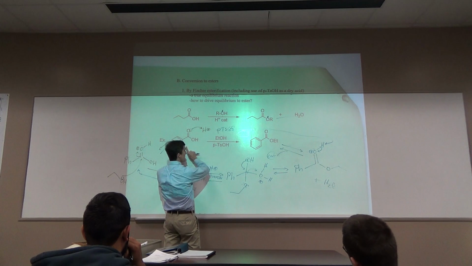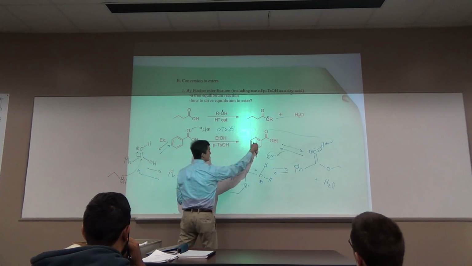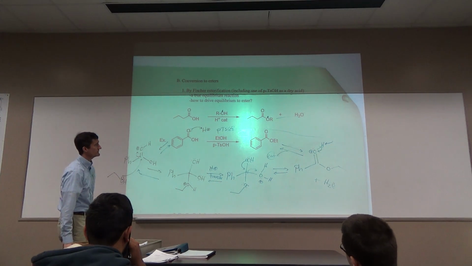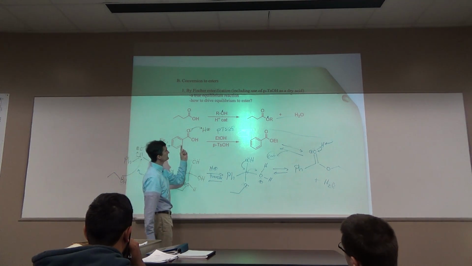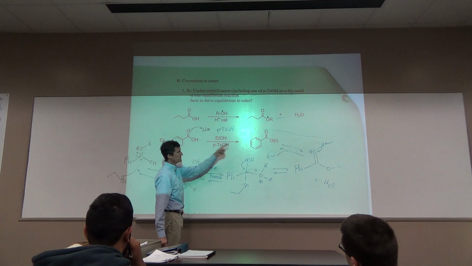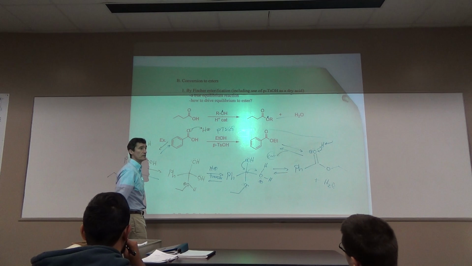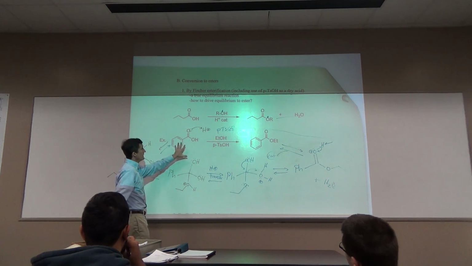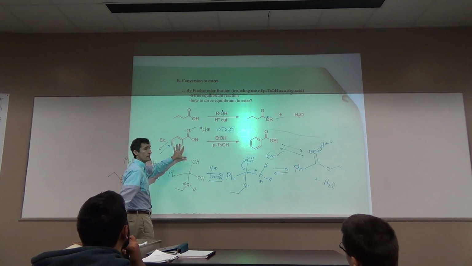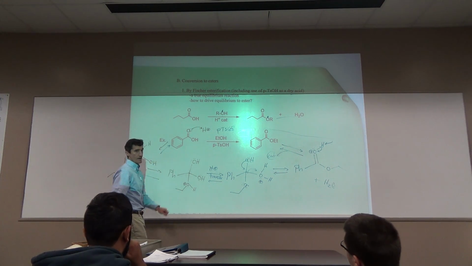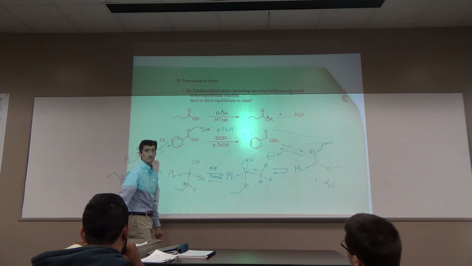Okay, so how do we drive this equilibrium to product? Because this has to be driven. Well, Le Chatelier tells us that we can do this how? How would you drive this to the product? How would you drive this to the right? Put more of the original reagent. More of what? The carboxylic acid. More of the carboxylic acid.